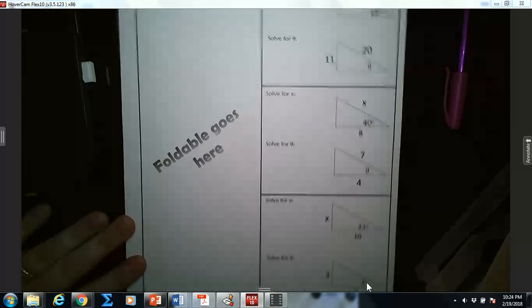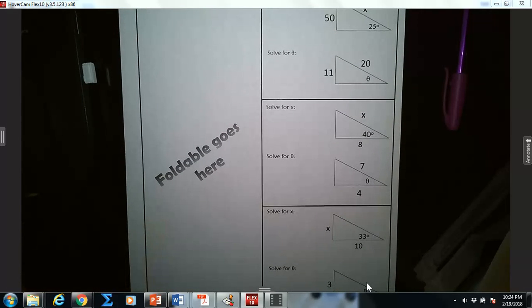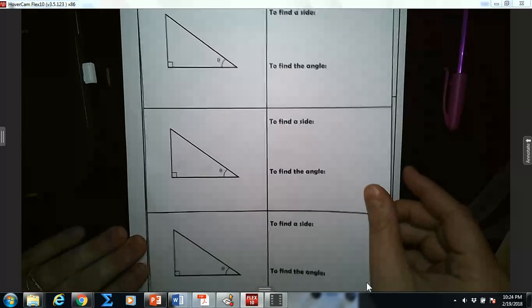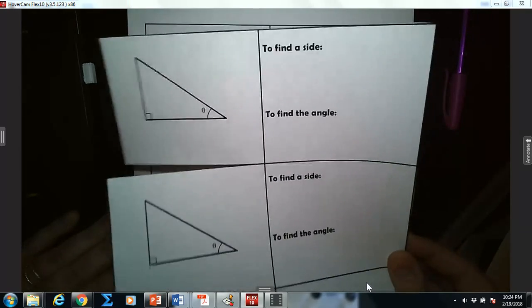The back of this page looks like this, several examples, but also a place for a foldable, which is why you need the second page. The second page looks like this, but with margins on it. And what I've done here is I've cut off the margins. That's going to be step one.